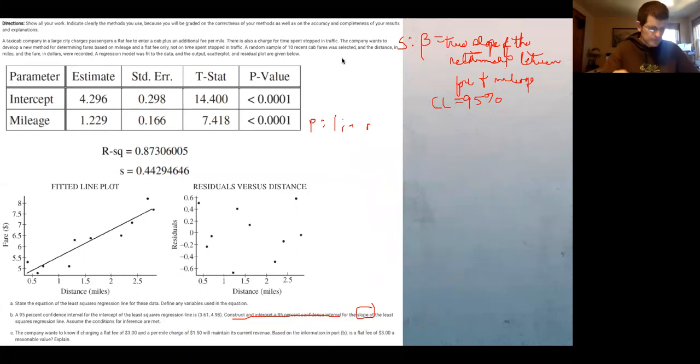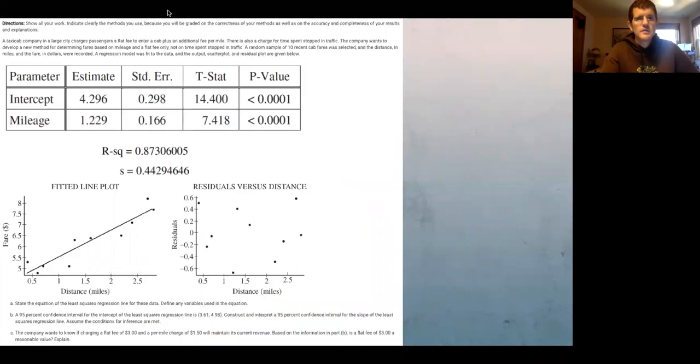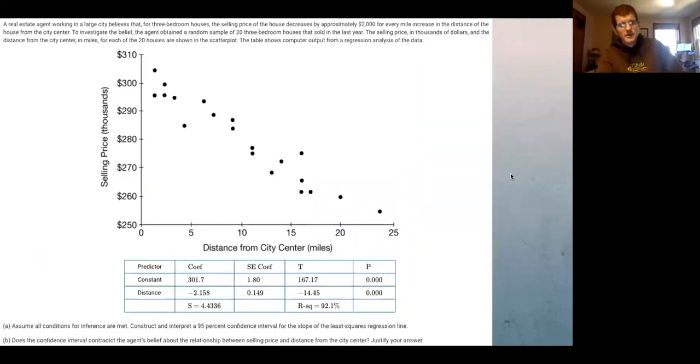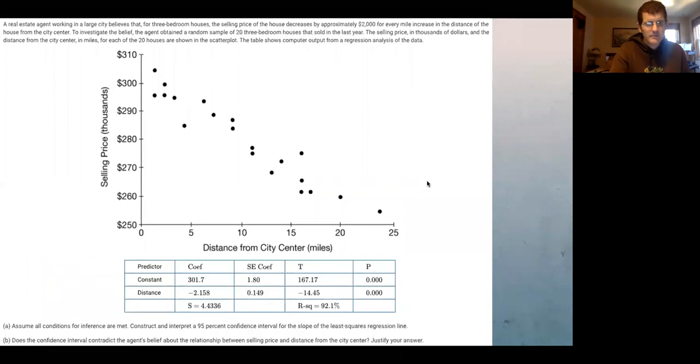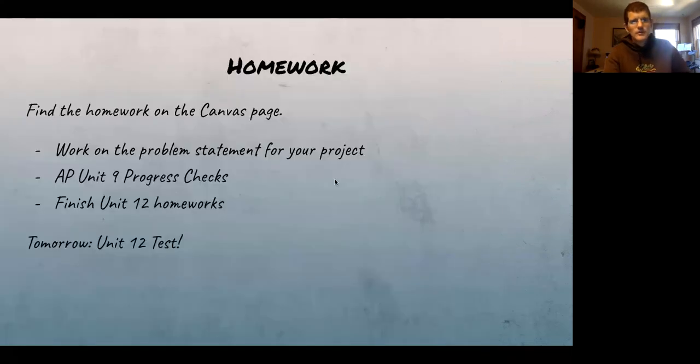All right, so let me clear this. And this FRQ right here is available online. It's really nothing special going on with it. It asks you to construct a 95% confidence interval, and then it asks you an interpretation question. I actually won't go into it at all, but it's available there if you wanted to get some practice with it tonight. So as far as your homework goes, I just want you to work on the problem statement.